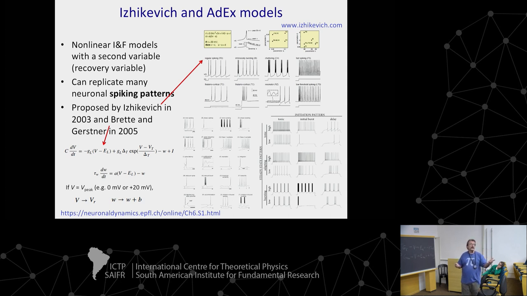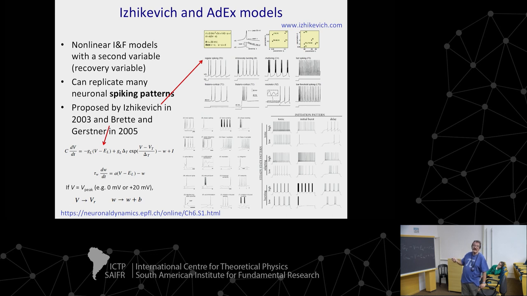a two-dimensional leaky integrate-and-fire model. So you have the voltage variable, it's easy to see here, plus a variable for the adaptation. People call it the recovery variable in this terminology. So I have two two-dimensional models. The first one was proposed by Izhikevich. You have his webpage here. And the nonlinearity that he used was a quadratic one.